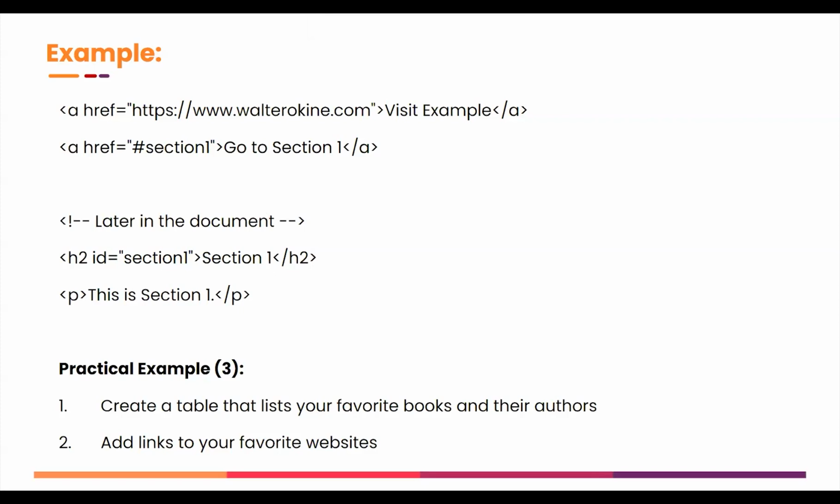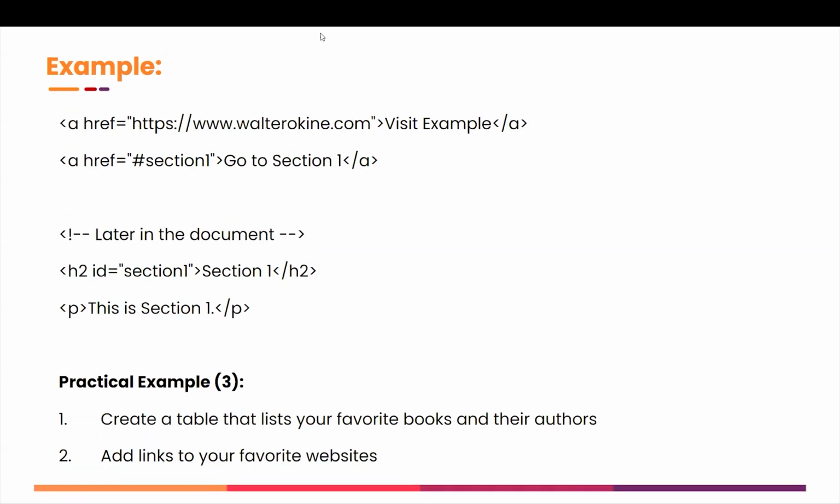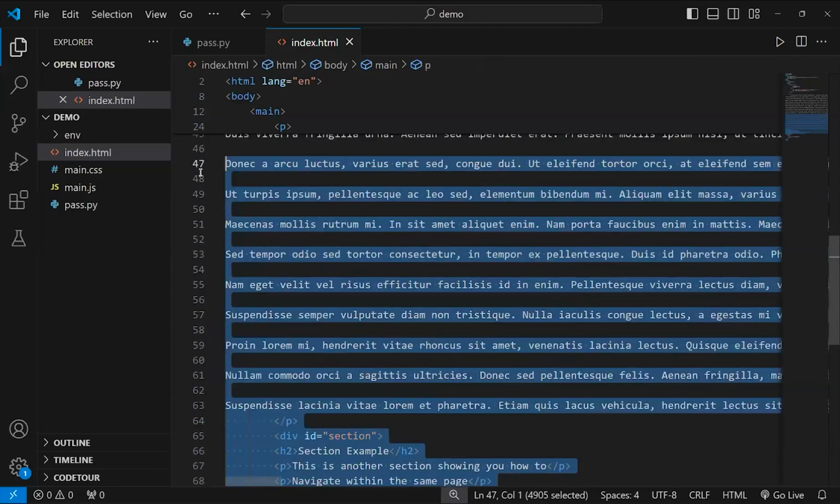Okay, so there's a practical example here. We are going to create a table that lists our favorite books and their authors. So therefore, what it means is that you're going to have how many columns? How many columns are we going to have? Two columns. One column listing the books, and the other column listing the authors. And then add a link to your favorite website. So let's quickly go back to our VS Code. And then let's see how we are going to do this.